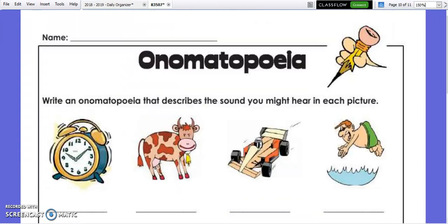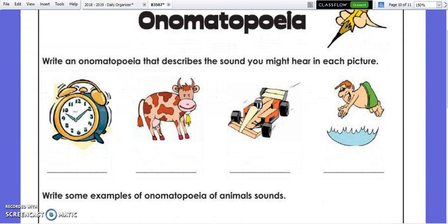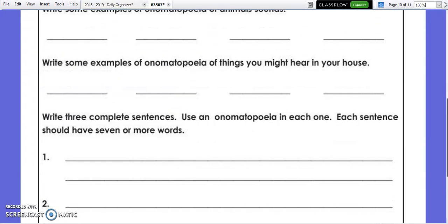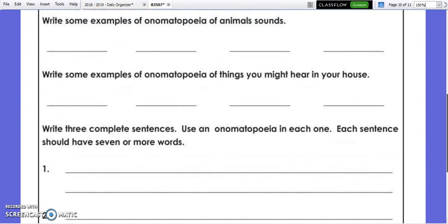Finally, I'd like you to look at this worksheet, which you can also print here at Mr. Panza's website. They give you pictures, and they want you to write an onomatopoeia example that would go with each of these pictures. A ringing clock, a cow that moves, a race car zooming, and a man that's about to splash. They have more examples as you scroll down the page. Use this time to think about some examples of onomatopoeia that would work on these lines before you practice it in the worksheet.